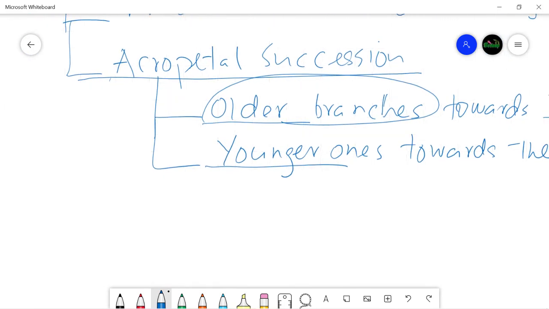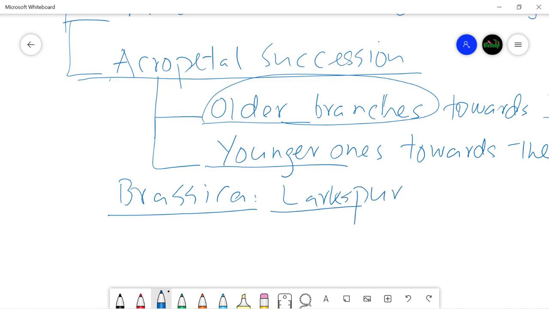And one of the most common examples is brassica. You can also give example in Ranunculaceae family like Larkspur, Delphinium ajacis, and obviously there are many other plants which have racemose branching or monopodial branching.